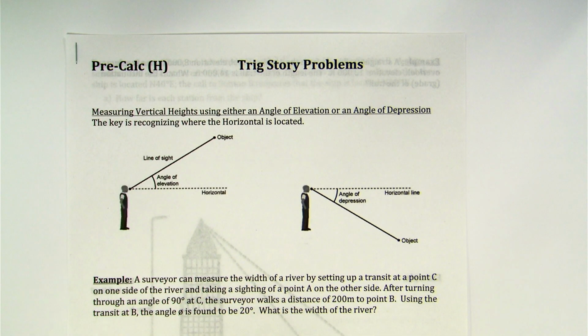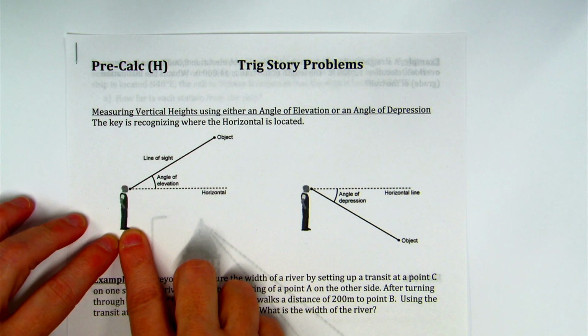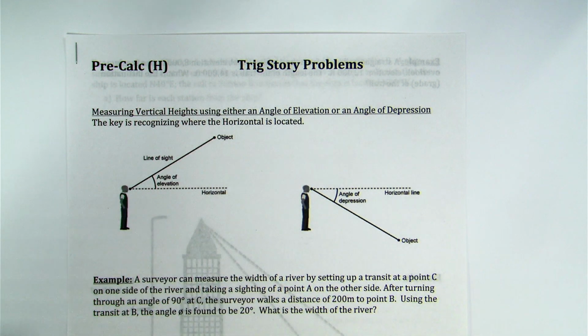The main thing here, it kind of makes sense. You got some dude standing here, right? And what's he going to do? He's going to look up at some airplane that's flying in the sky. All right? Well, he just went up. So that's an angle of elevation. That's so many degrees that he raised his eyes.